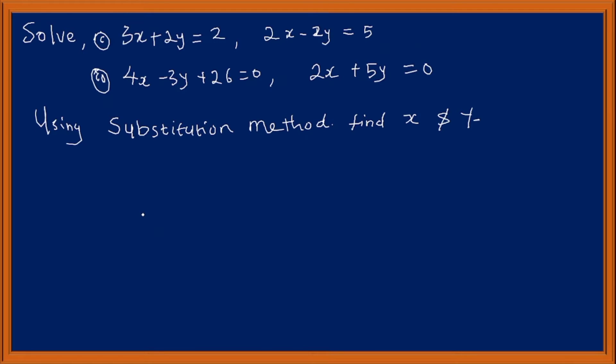Simultaneous equation is a system of equations that has two unknowns. There are three methods for solving or finding the unknowns of simultaneous equations. We have the substitution method, the elimination method, and the graphical method. In this video, I'm going to focus on solving these two problems on the screen using substitution method.